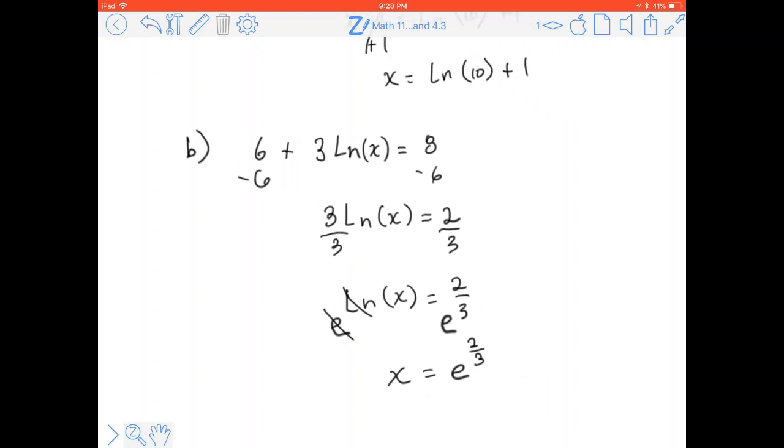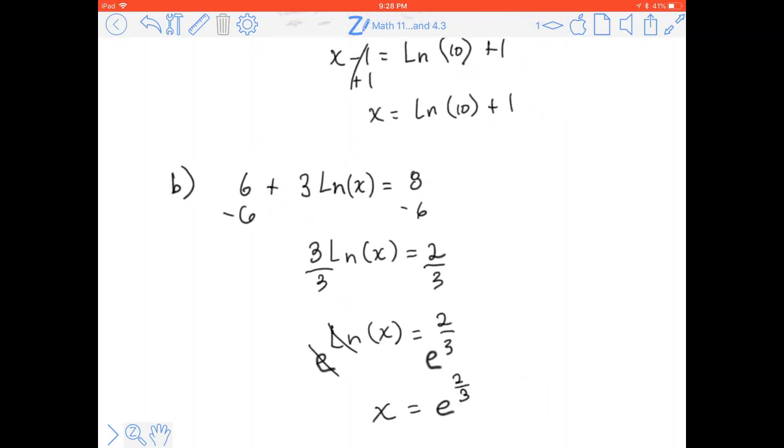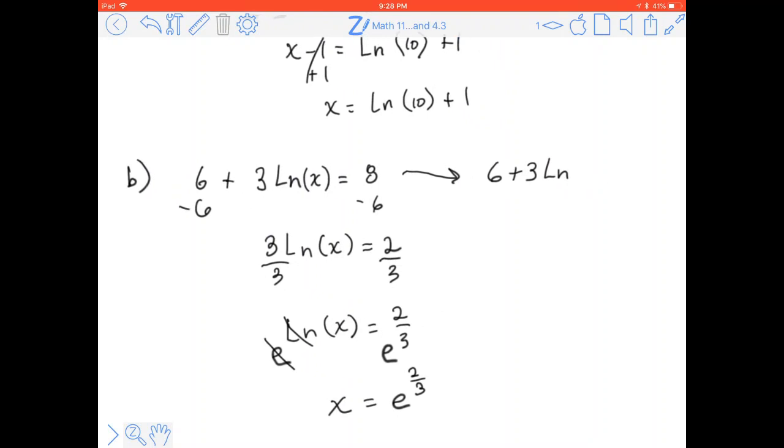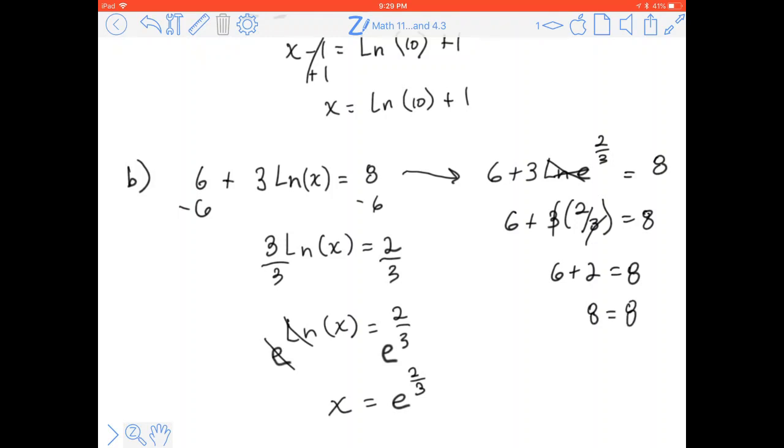Now what's never a bad idea, especially with these types of equations, is to check answers. So if we go back to the original equation and check our answer, we've got 6 plus 3 times the natural log, and now we can input our answer, e to the 2/3, and that's supposed to equal 8. Well, here the natural log and e cancel out, so we've got 6 plus 3 times 2/3, and that's supposed to equal 8. 3's cancel, so we've got 6 plus 2, so looks like that one checks out.